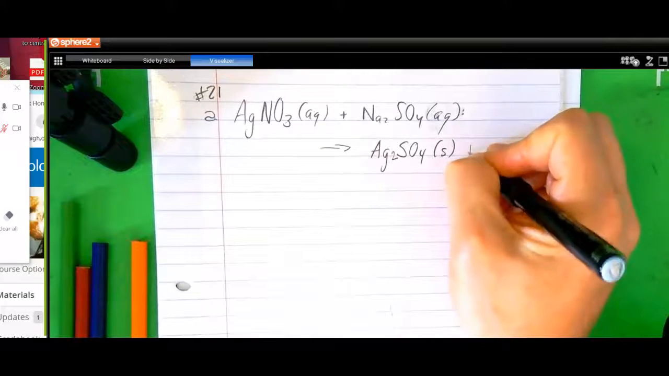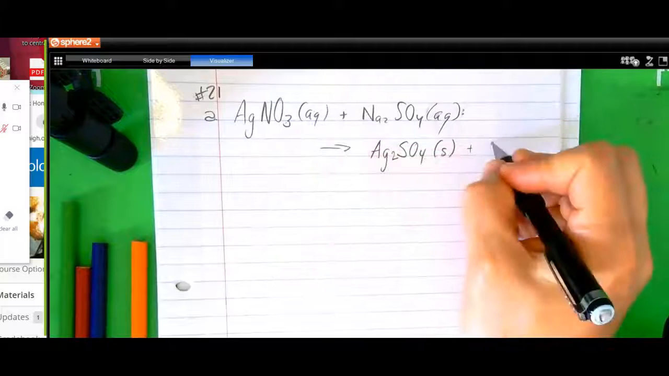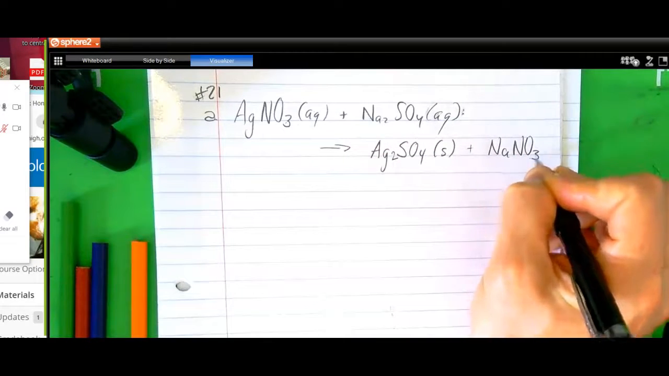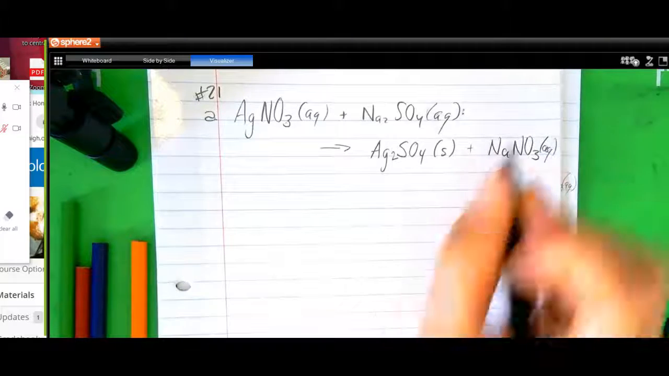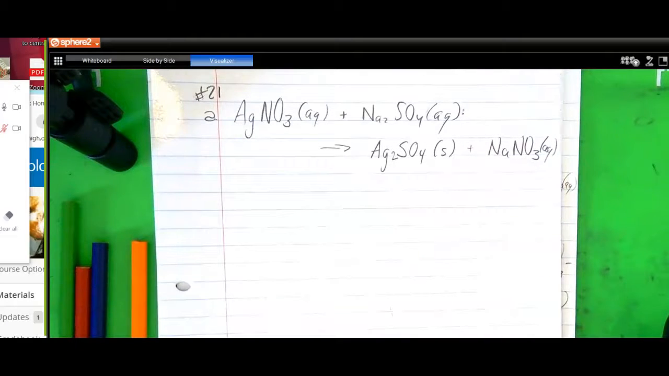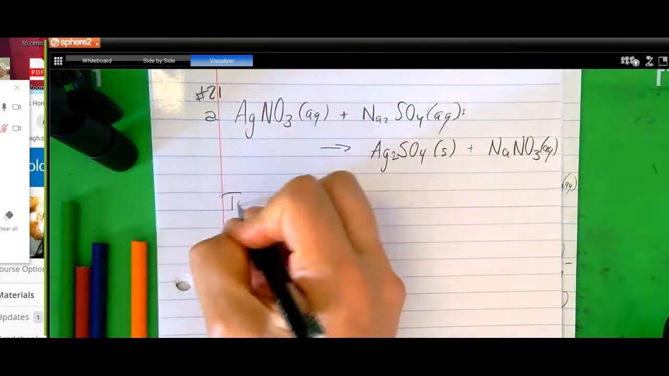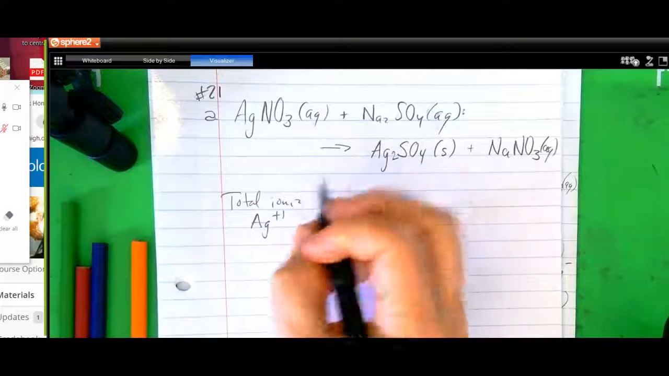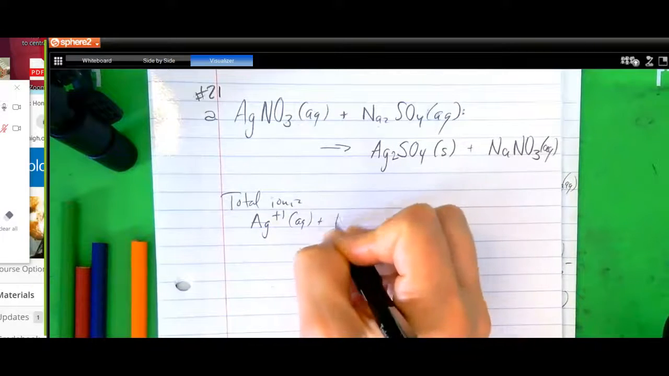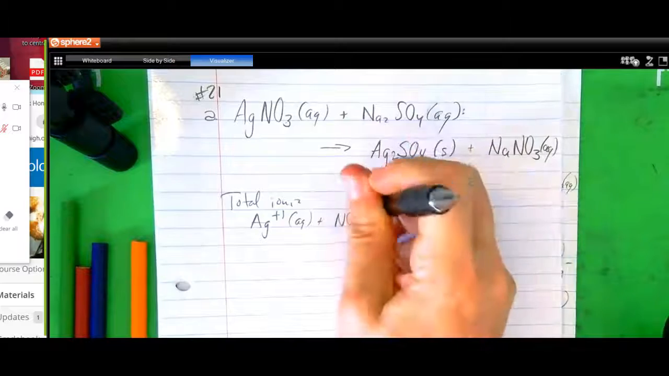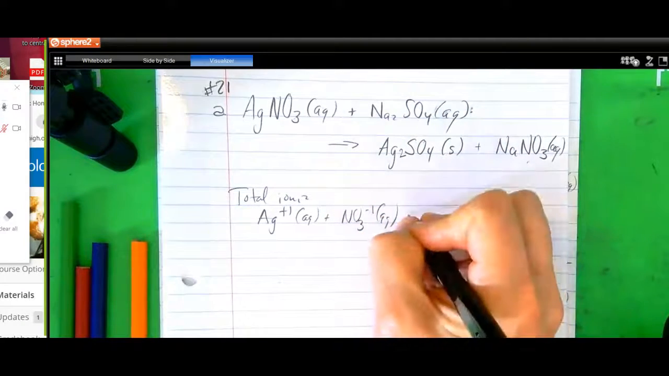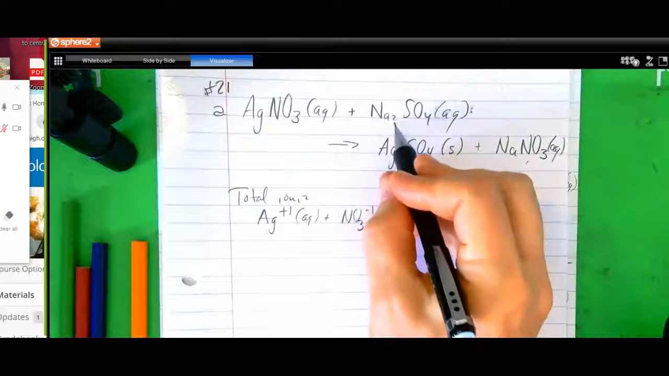What's the remaining thing? You're going to have sodium nitrate, which is NaNO3. Why? Sodium's +1, NO3 is -1. And it's going to be aqueous. So we have our total molecular equation. Now we're going to make a total ionic. We're going to break this down into ions. Silver is always +1, it's aqueous. Nitrate is always -1, and it's aqueous. Plus sodium, there's 2 of them.